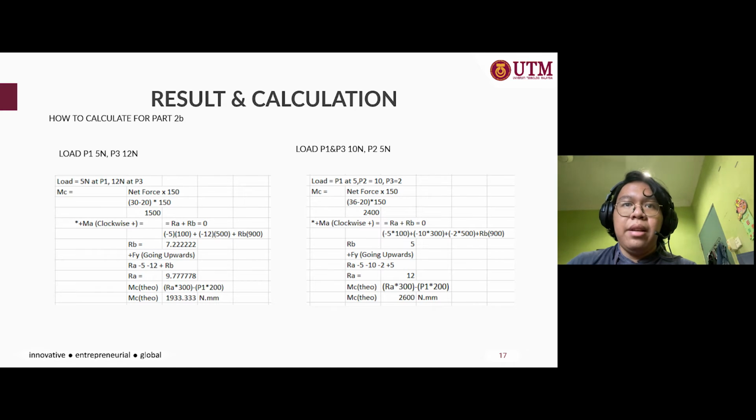So how to calculate this? Well, it's almost the same as before, still the same. And I think that's all for the results and calculation parts. So thank you.